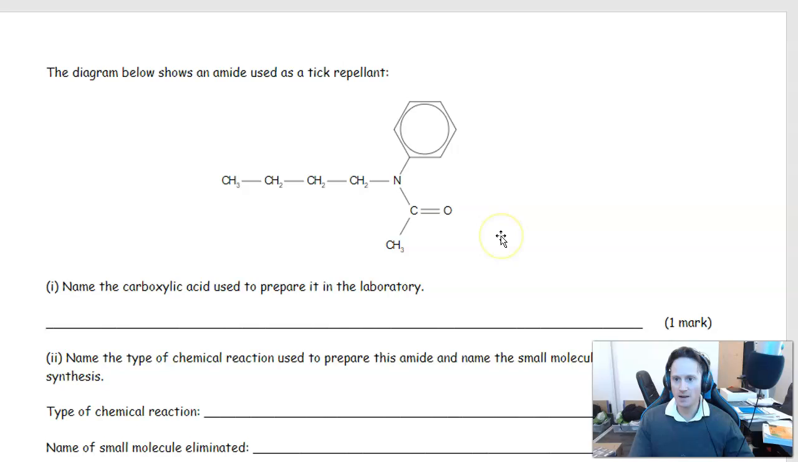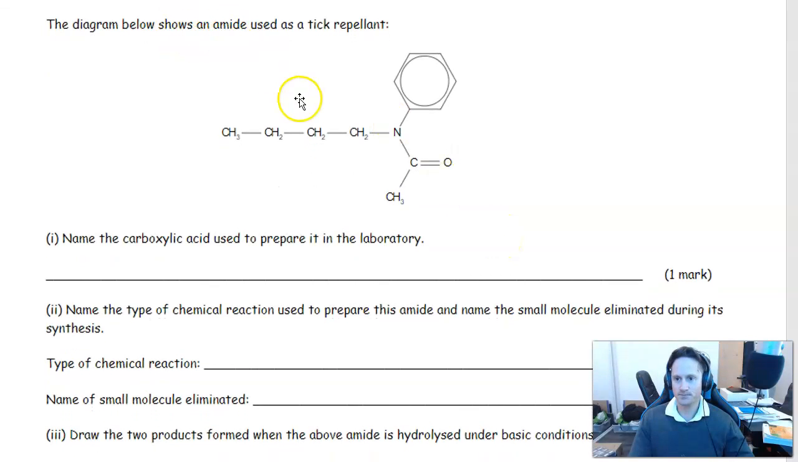Okay, now we're into amides. So this amide is a tick repellent. Looks like that. Name the carboxylic acid used to prepare it in the laboratory. So where is the amide? Okay, so an amide is C double bond O, so your carbonyl, and then a nitrogen, and then usually you have a hydrogen attached to it. Now this one here has a different kind of chain attached to it, but basically this part here is the amide.